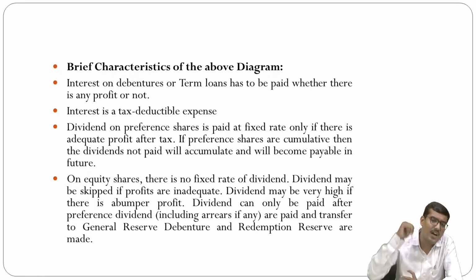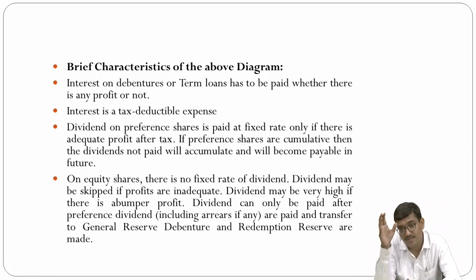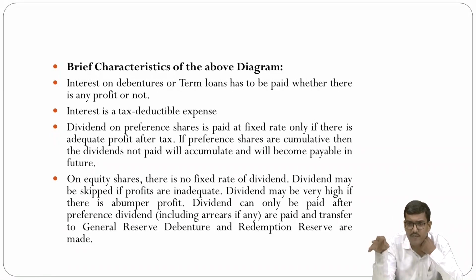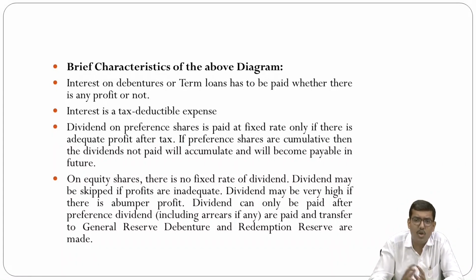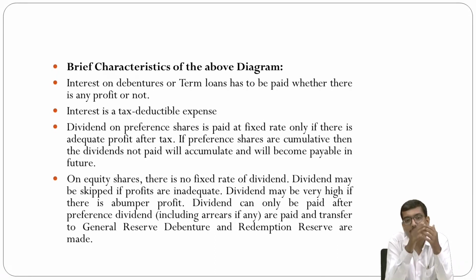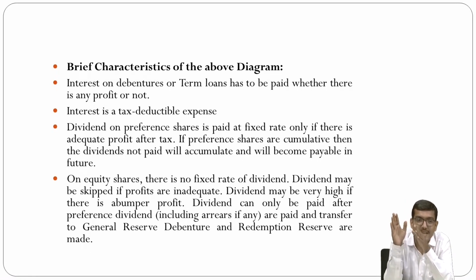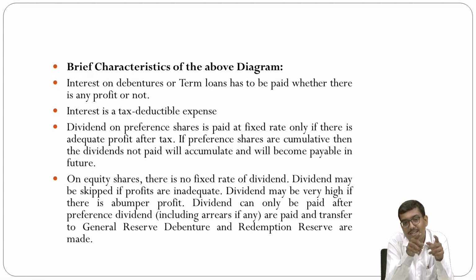Briefly characterize the above diagram, that is the equity and debt, and equity, that is equity shares and preference shares, and then debentures and the term loans from the financial institutions. So let us examine that. When the interest on a debenture or a term loan has to be paid, whether there is any profit or not, and interest is a tax deductible expense.